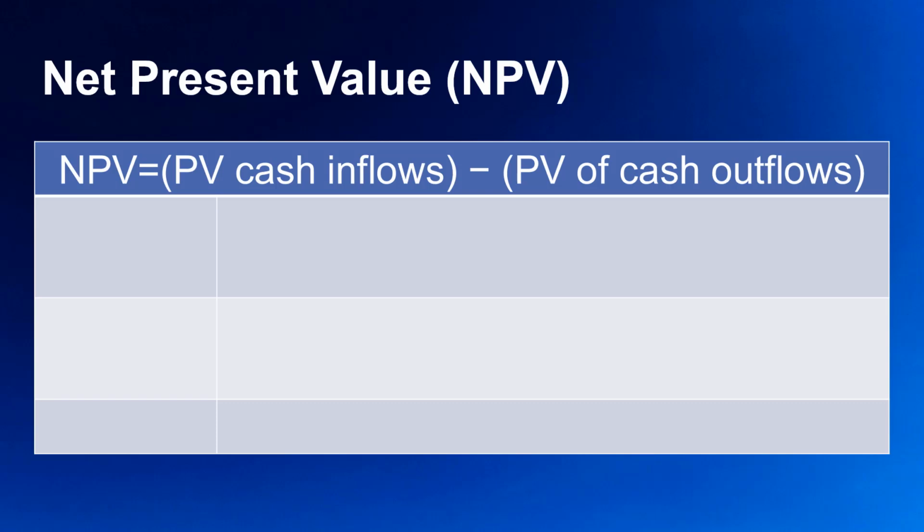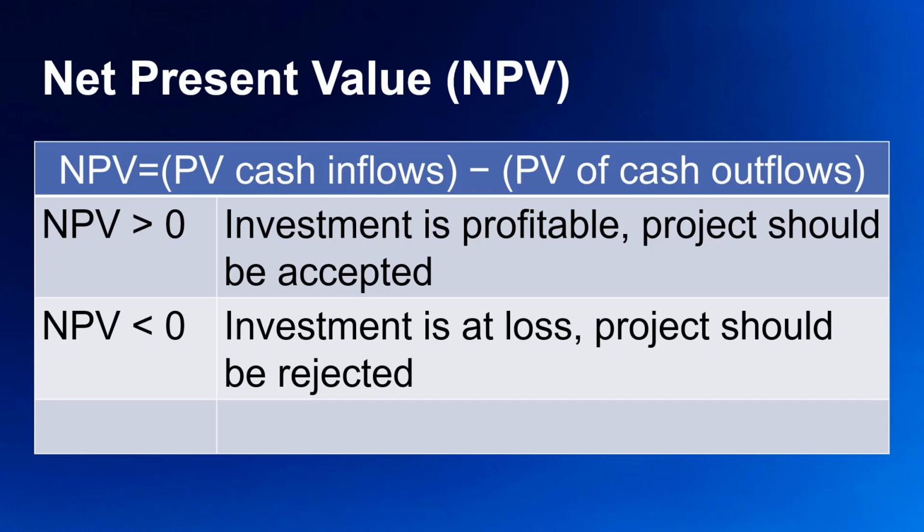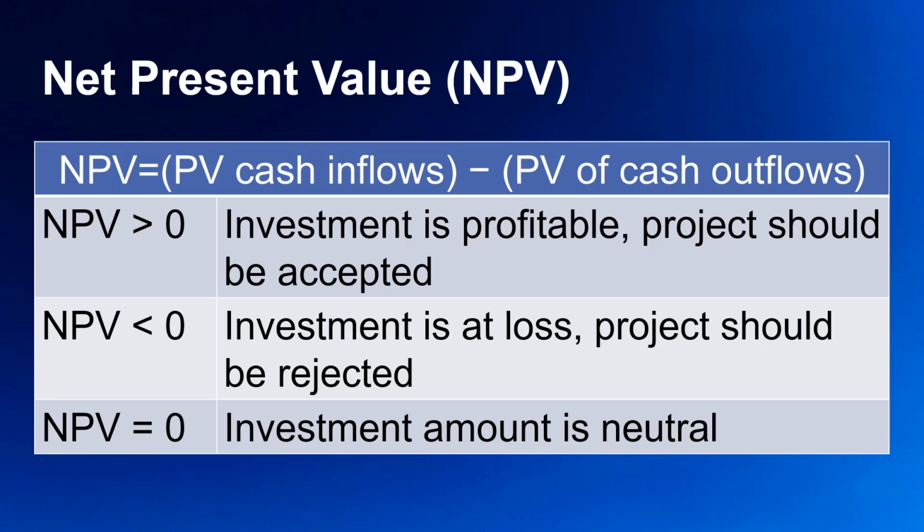There is no need to remember this because you won't actually have to do any NPV calculations on the exam. Well, isn't that great? Instead, you need to know this. When NPV is greater than 0, the investment is profitable and the project should be accepted. When NPV is smaller than 0, then the investment is at a loss and the project should be rejected. And when NPV equals 0, the investment amount is neutral. You need to look to other indicators to see if you should actually do the project. And, of course, if you compare the NPV of two projects, all else being equal, then the project with the greater NPV is better.